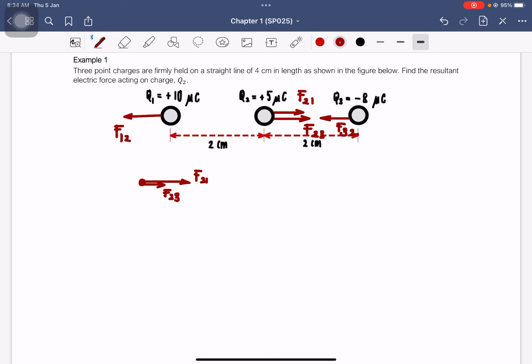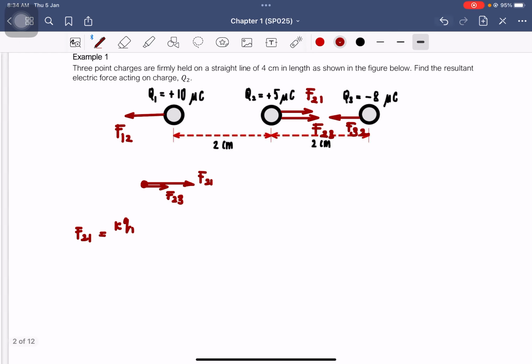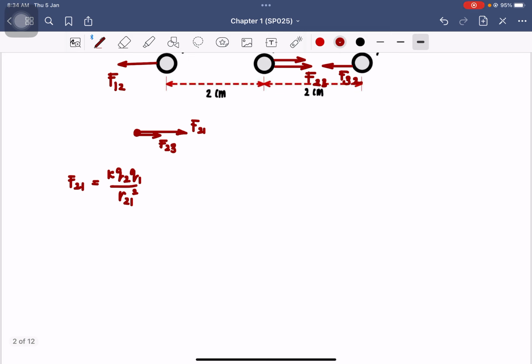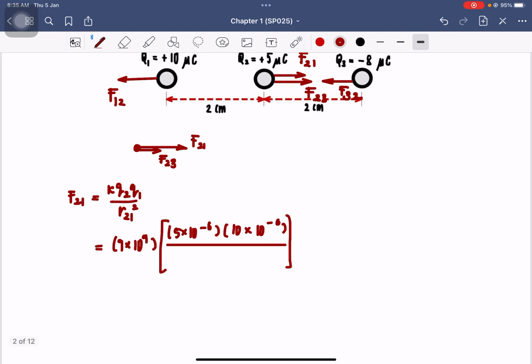So now, after drawing the electric force diagram, we are now going to calculate the magnitude. Okay, so we have to calculate the magnitude of F21 and F23. So this is going to be k Q2 Q1 over r21 squared. Okay, so this is going to be 9 times 10 to the power of 9, this is 5, Q1 is 10. Remember, you are not supposed to include the sign of the charge for electric force. So this is 0.02 squared, which will give you 1,125 newton.